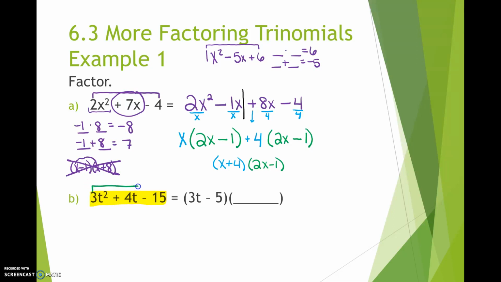So multiply your a value times your c value. We're going to be looking for two numbers that multiply to give us negative 45. Those same numbers have to add up to 4. So think for a minute about what numbers would do that. And if you want to start doing the process of factor by grouping yourself, go for it. I think 5 times 9, if we do a negative 5 and a positive 9.